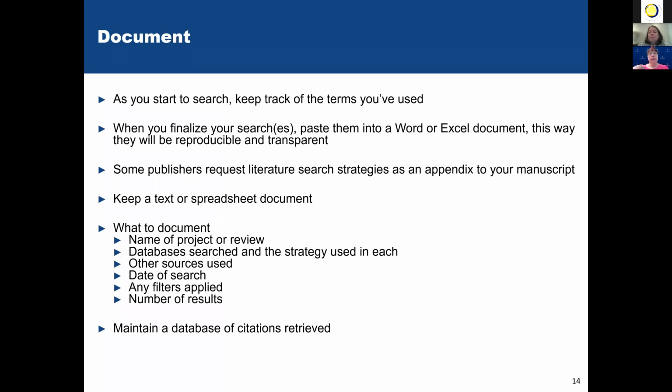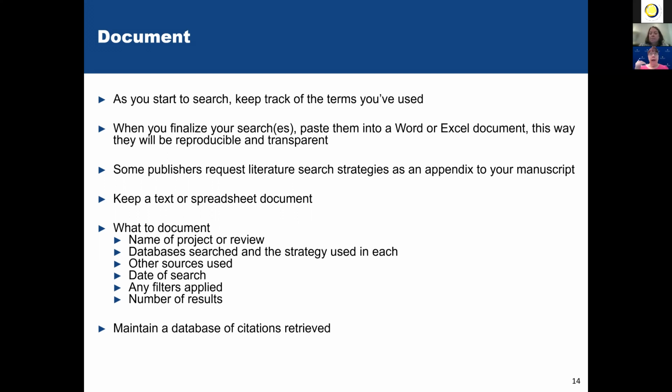Some of the databases allow you to export or save that search strategy. PubMed, when you're looking at the advanced search page, there's a nice little link there that says download, and it downloads everything that's in that search history in a format that you can open in Excel.